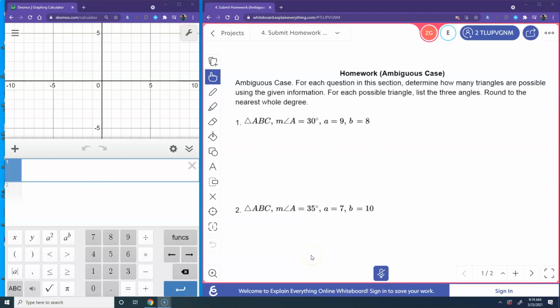Your assignment is to do the last two on this homework file. And this is the ambiguous case for the law of sines. For each question in this section, determine how many triangles are possible using the given information. For each possible triangle, list 3 angles rounded to the nearest whole degree. So we're going to use the law of sines here.